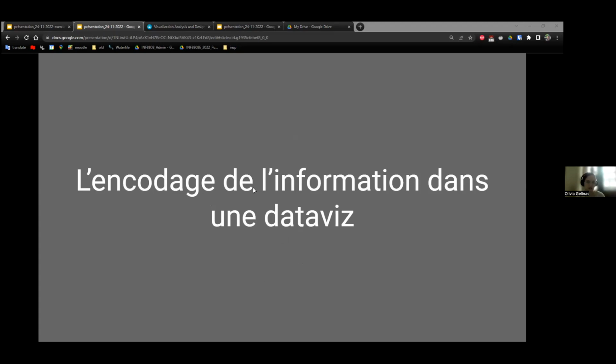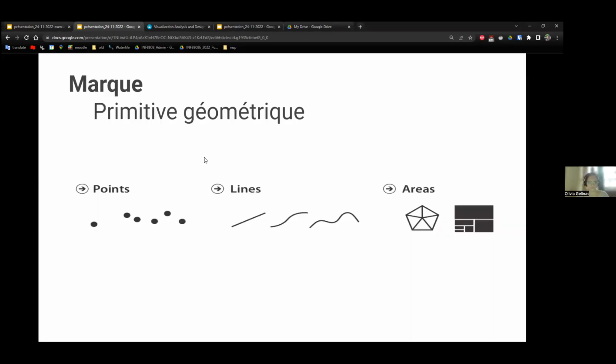So in particular, the information has to go into a database, a data viz. So how can we encode the information in data viz? How does a data viz, what does it consist of? So at the basis, the unit that is the easiest that we're going to talk about in terms of data visualization or a visual representation is going to be a mark. So primitive geometry. So what does that mean? It could be three things. It could be a point, a line, or an area.